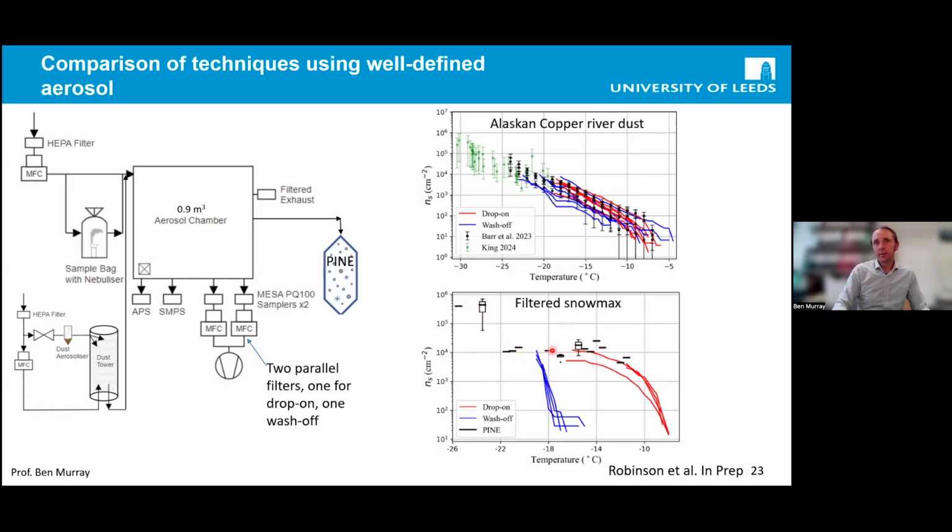So the black points are for pine, the red curves are the Teflon drop-on technique, and the blue are for the wash-off technique. So the wash-off technique is reporting freezing at much lower temperatures. We're just not seeing all of these IMP that the other techniques are seeing or reporting. So one hypothesis there would be that these proteins, these macromolecules from Snowmax, are getting stuck on the filter.